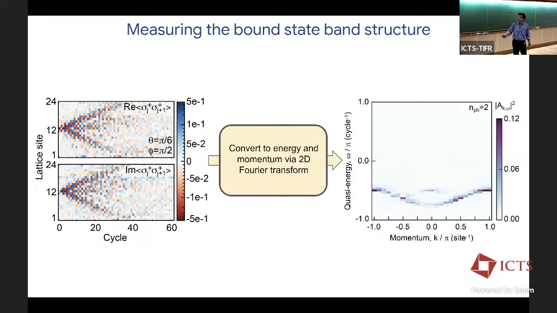So let me show you how it looks. When you measure these lowering operators, it looks like nothing. They look like garbage in time and space. But the 2D Fourier transform gives you the picture in momentum and energy, which is very similar to the picture you have in mind from tight binding physics. You can see the band formed by these 2 bound states.